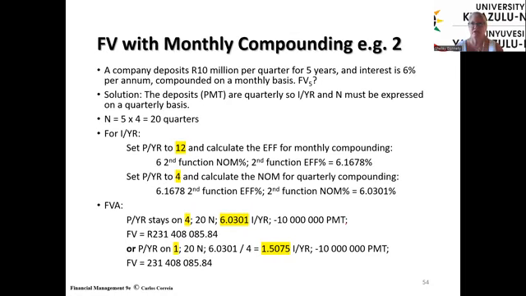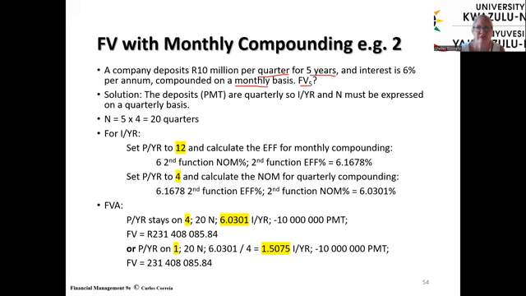Here's a more complicated example. Company deposits 10 million per quarter for 5 years. So everything hinges off these deposits, which are quarterly. So everything's got to be in terms of quarters. So we're going to have to multiply 5 by 4 to get the number of quarters. Interest, unfortunately, is 6% per annum, but compounded on a monthly basis. We want to know what the future value of their deposits will be at the end of year 5.